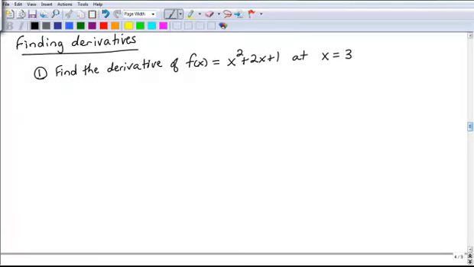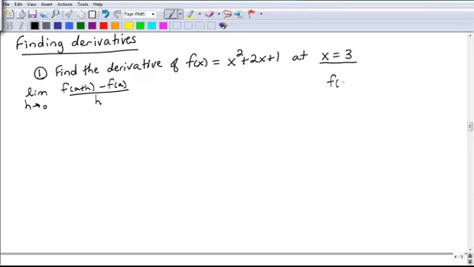Finding the derivative of x squared plus 2x plus 1 at x equals 3. We're given a specific point here to find the derivative, so we can use the first version, the limit as h goes to 0 of f of a plus h minus f of a over h. That's just the difference quotient where the x's are replaced with a's. So I gotta figure that stuff out.